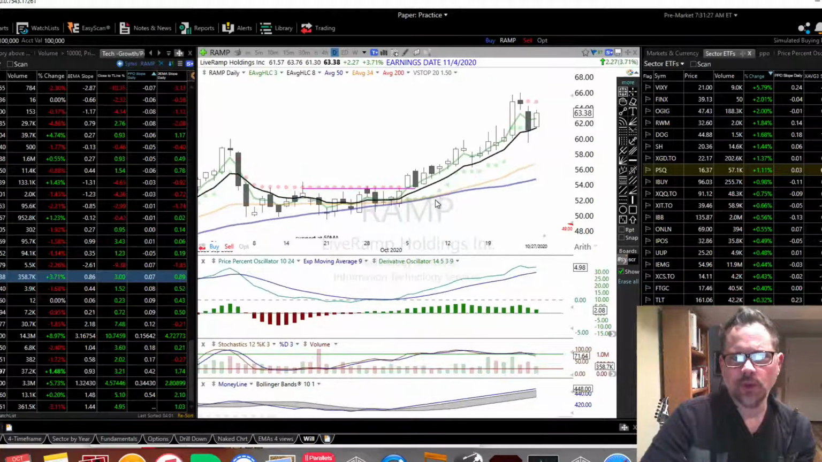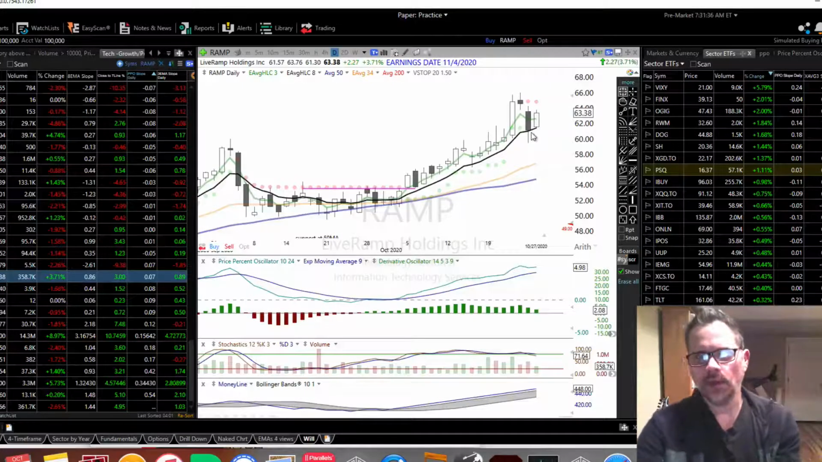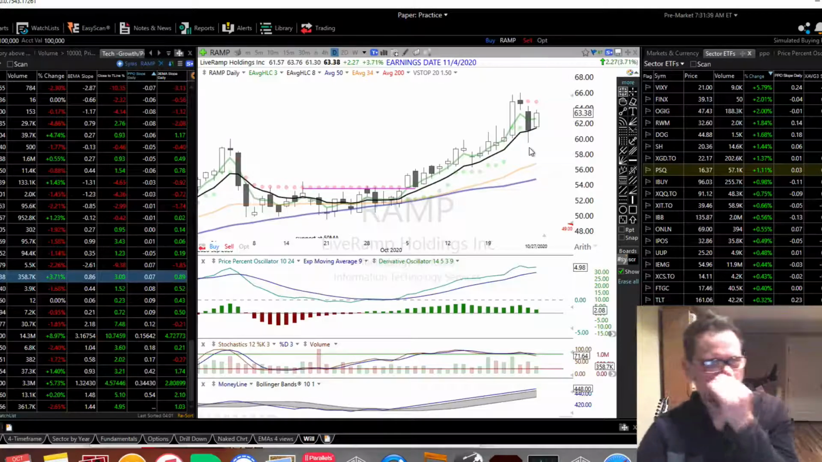Ramp is another one, had a nice uptrend. You'd like to get in on that earlier, but that's still in an uptrend. Like I said, there's these red dots showing here with this drop, but yesterday it still was above the 8 EMA.